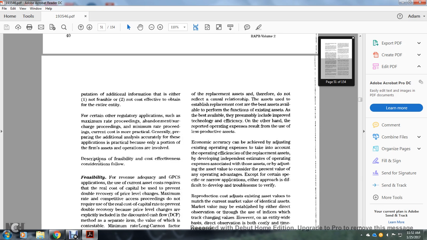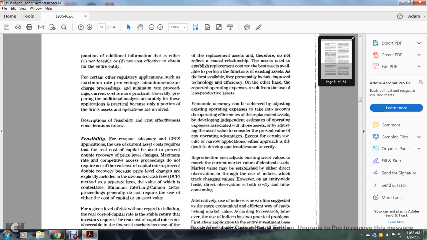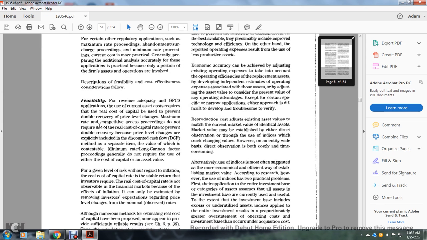Further, certain other regulatory applications, such as maximum rate, preceding abandonment, surcharge of the preceding minimum rate, and proceeding with the current cost of the permit, are more practical. Generally, preparing additional analysis to accurately account for these applications is particularly difficult because they only involve a portion of the firm's assets in operation, and would involve a description of the feasibility and the cost effectiveness of the consideration that follows.